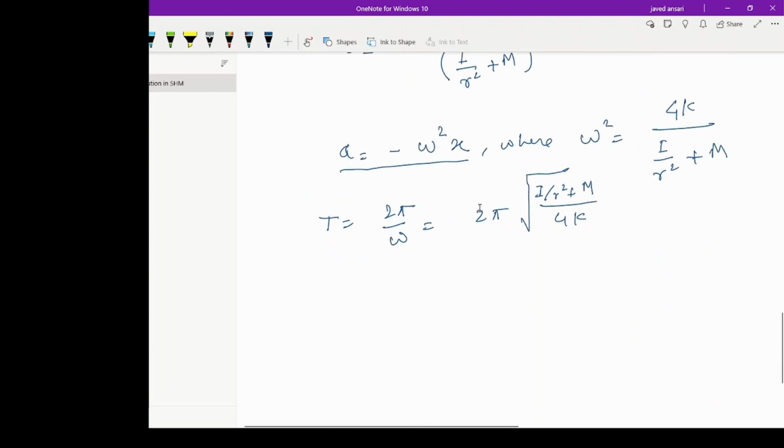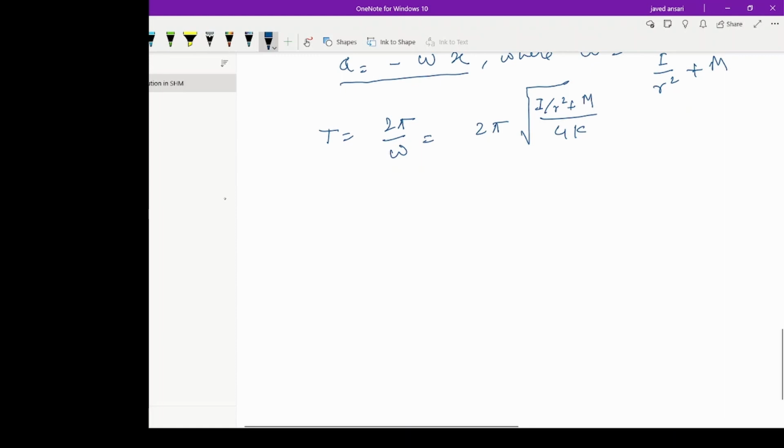So, this was the last solution we achieved. The time period we found of this SHM system is 2 pi under root I by R square plus m divided by 4k. Okay, so now let's see approach 2, or solution 2, by applying Newton's laws of motion. So here we will not be talking anything about energy. We'll be just talking about the force, right?